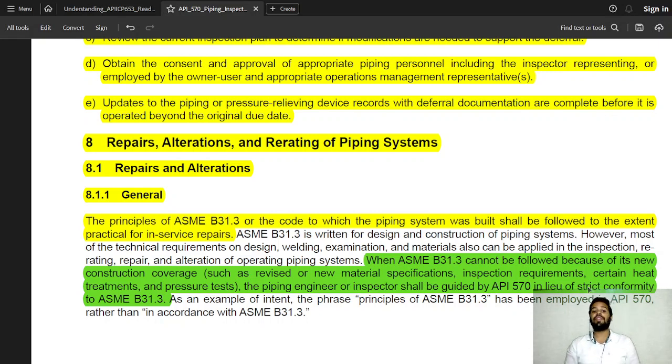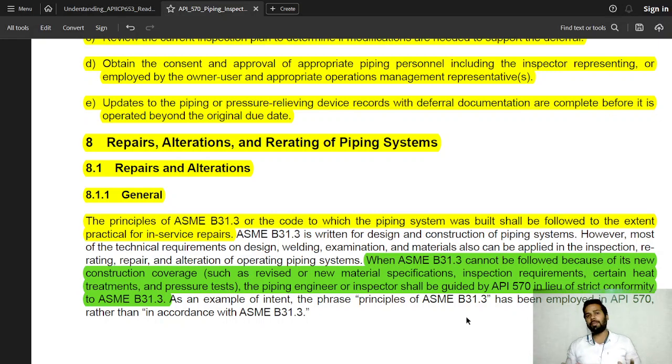The principles of ASME section 8 or the code to which the piping system was originally built shall be followed to the extent practical for in-service repairs. When ASME B31.3 cannot be followed because of its construction coverage, such as revised or a new material specification, inspection requirements, certain heat treatments, and pressure tests, the piping engineer or inspector shall be guided by API 570 in lieu of strictly conforming to B31.3.